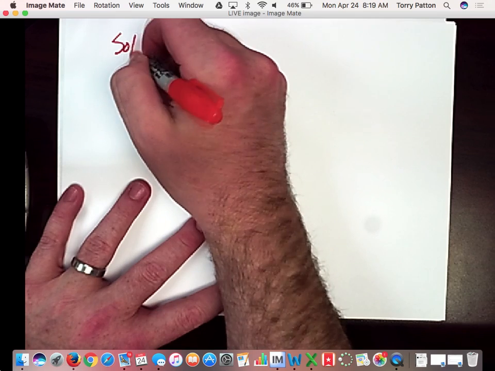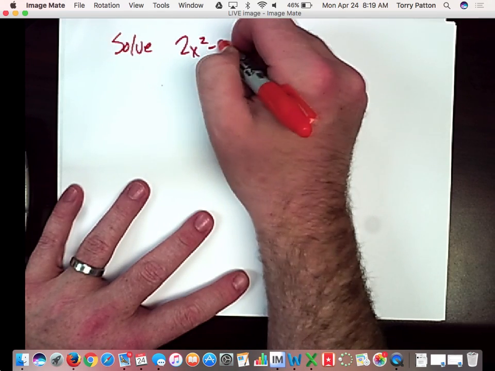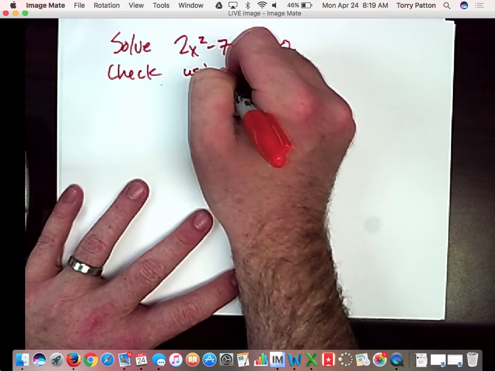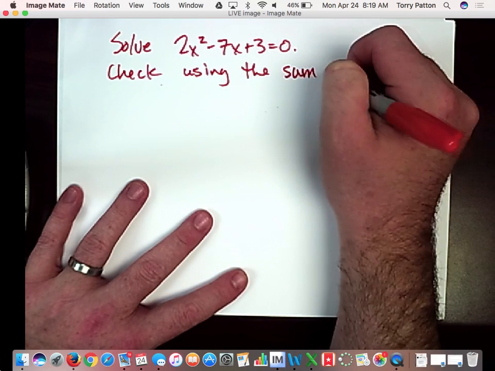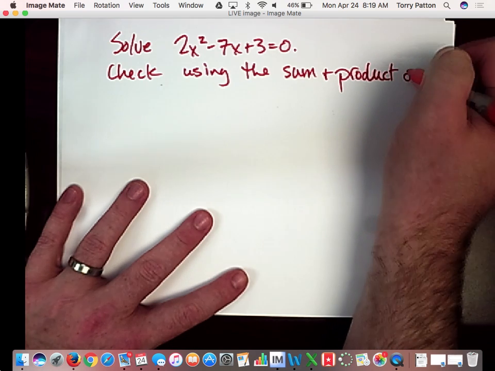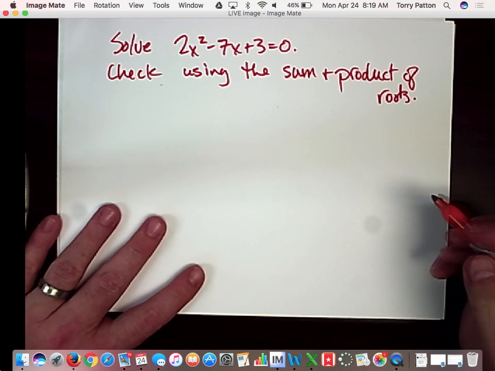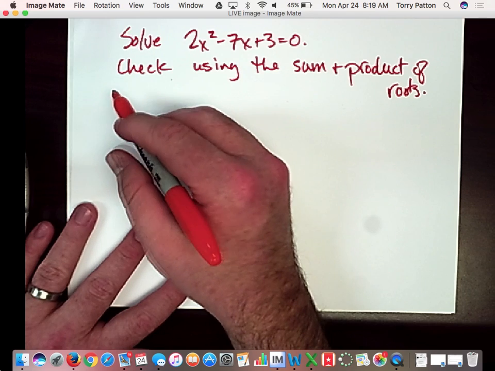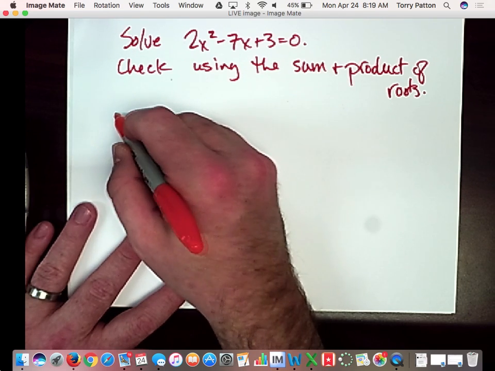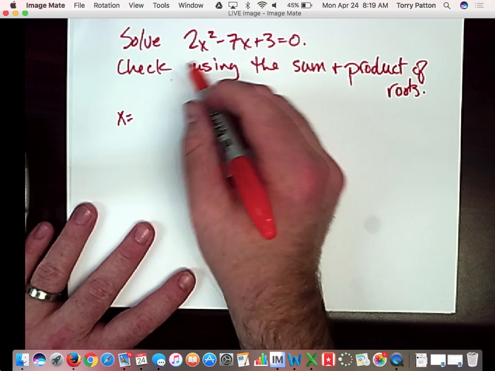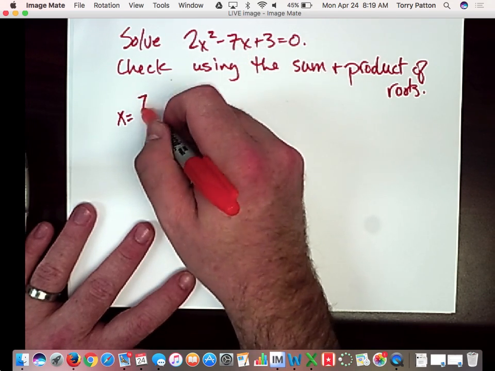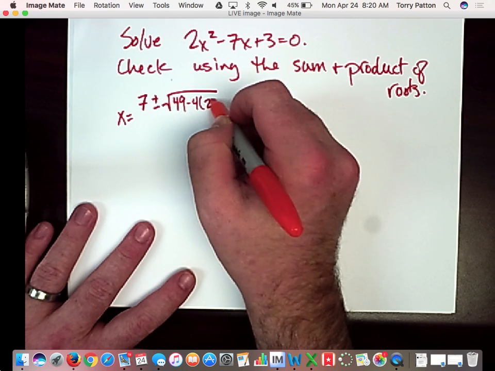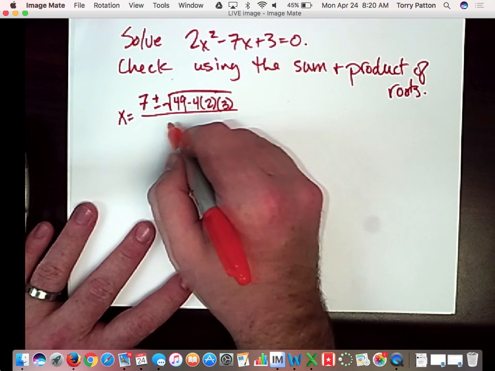Okay, solve. And then check using the sum and product of roots. Okay, so we solved. We can either factor or do the quadratic formula. Let's do the quadratic formula to make sure y'all really do remember it. Okay, it's opposite of b, 7, plus or minus the square root of b squared, 49, minus 4 times a times c, all over 2a.